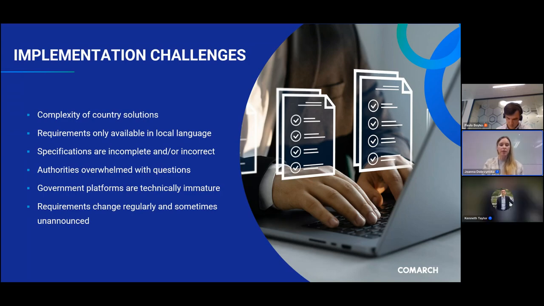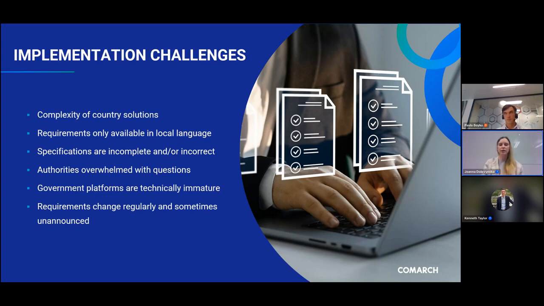One of the major challenges we encounter is the requirement for compliance to be maintained in the local language of the country in which we operate. This can be a significant barrier for businesses that do not have fluent speakers of the language, making it quite difficult to understand the regulations correctly. And very often, countries that are implementing the invoicing are publishing all the regulations and specifications in their local language.